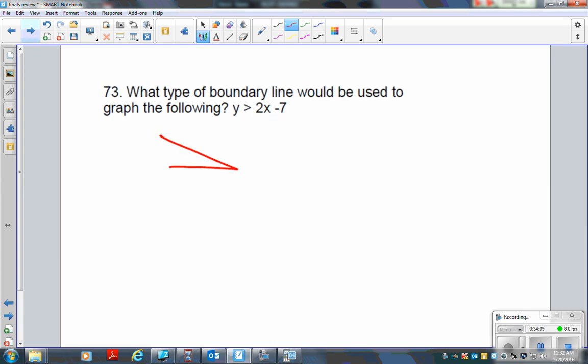Now we have a greater than. Again, it doesn't have a solid line. If it had a solid line, we use a solid line. But since it doesn't have that solid line, we use a dashed line.